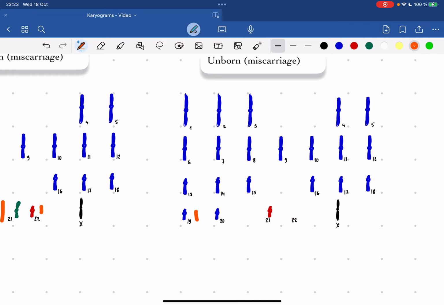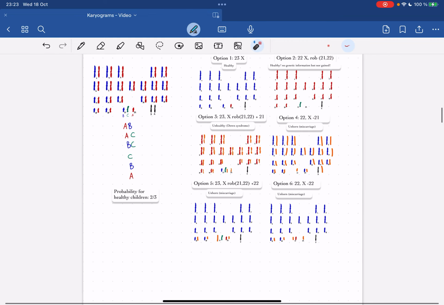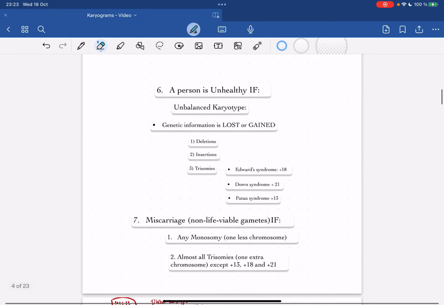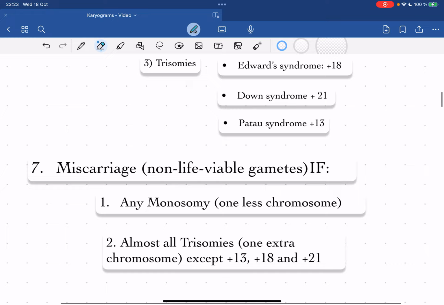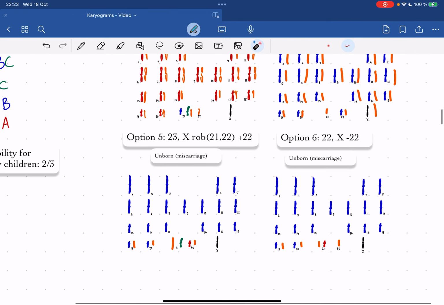So when the dad's gametes comes right here, there's only one chromosome here. And remember, if it's a monosomy, one less chromosome in chromosome pair number 22, then it will lead to what? Any monosomy will lead to a miscarriage. So any karyotype or gamete karyotype that will have one less chromosome will lead to a miscarriage.